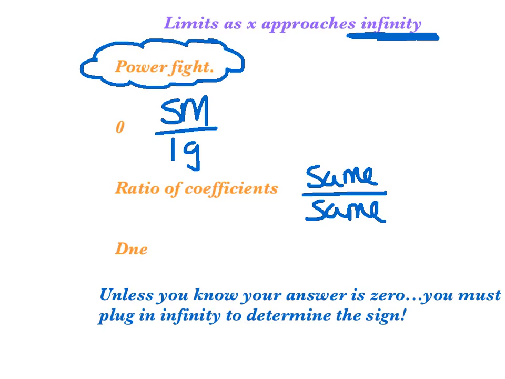Now the AP doesn't always say DNE. A lot of times they'll use positive or negative infinity, so you have to take your time to determine which one that is. And that's if you get large over small. Now, keep in mind that implies that you have a slant asymptote.